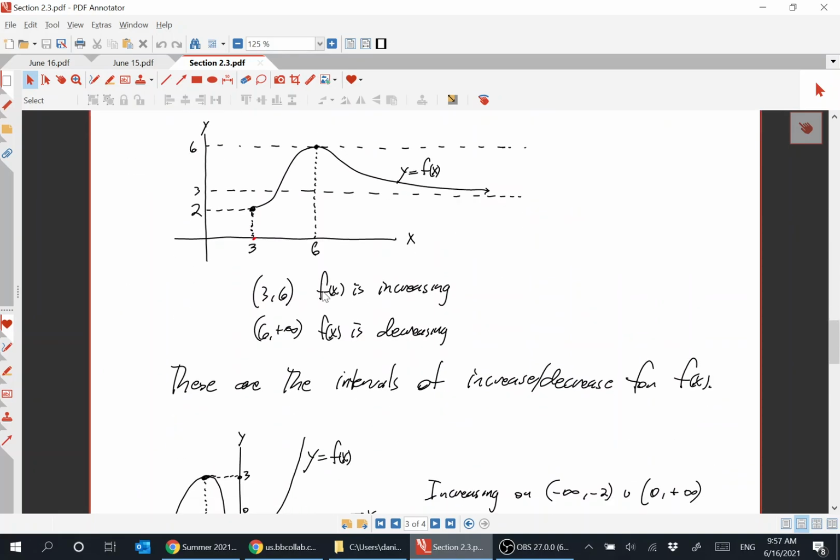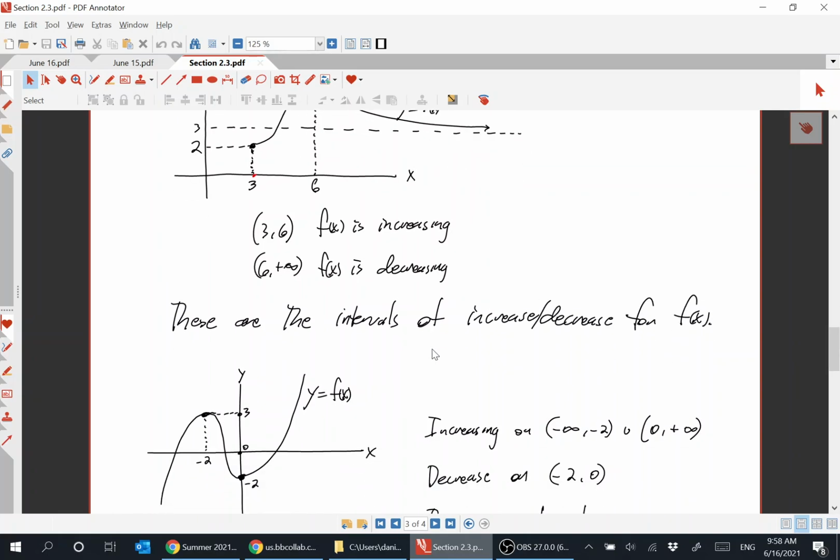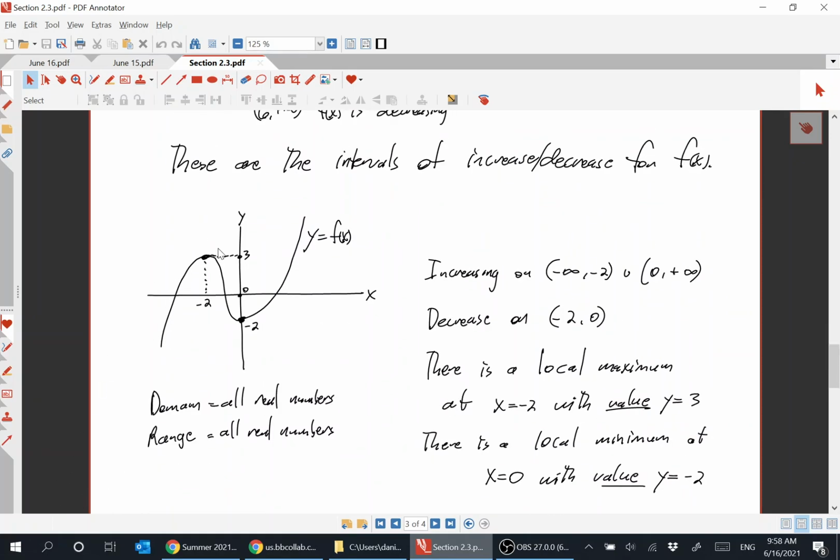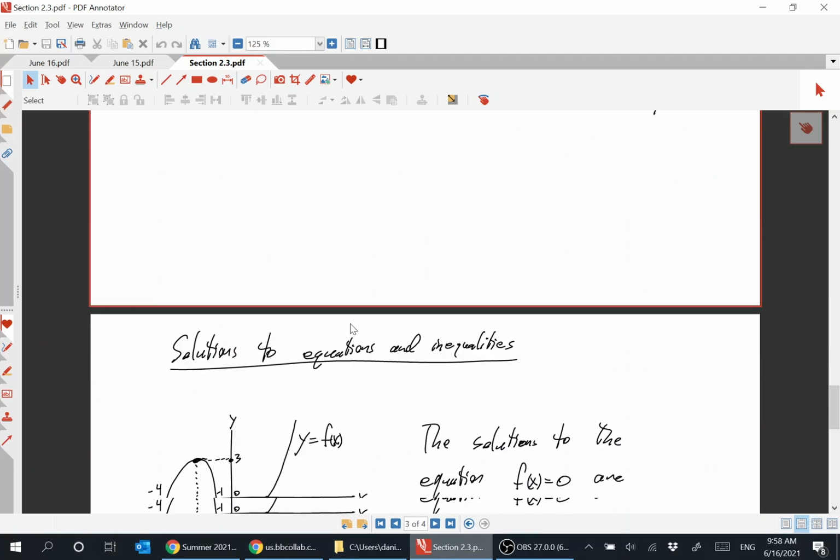Then we talked about intervals of increase and decrease. Right? When the function's going up from left to right, that's an interval of increase. When it's going down from left to right, that's an interval of decrease. Given these functions, the graph of this function here, you can see these intervals of increase and decrease. And the parts where they change from increasing to decreasing, that's called the local maximum. And decreasing to increasing, that's called the local minimum.